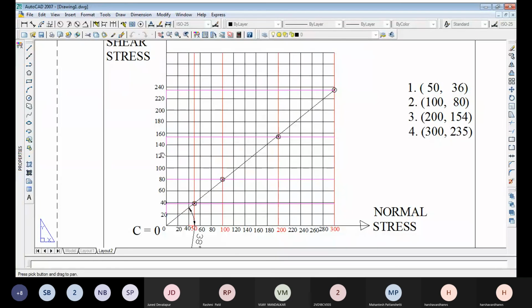So by looking at this graph, I can say that the given soil is a cohesionless soil, because C is equal to 0 and its shear strength is mainly due to the friction between the individual soil particles. So just by looking at a graph, you can say what type of soil it is.